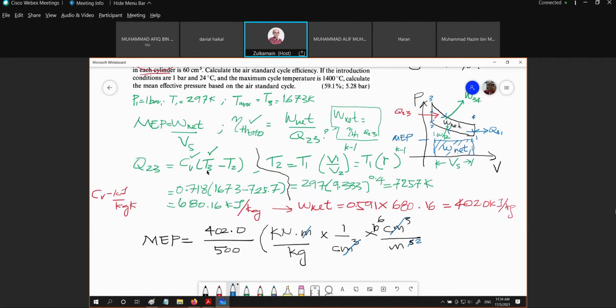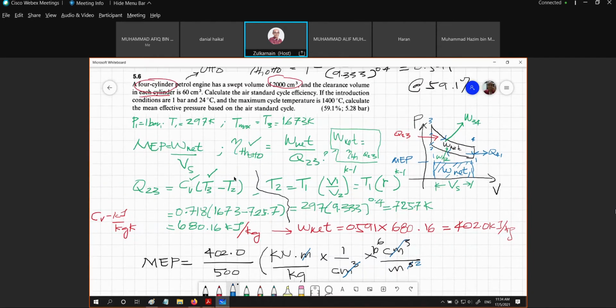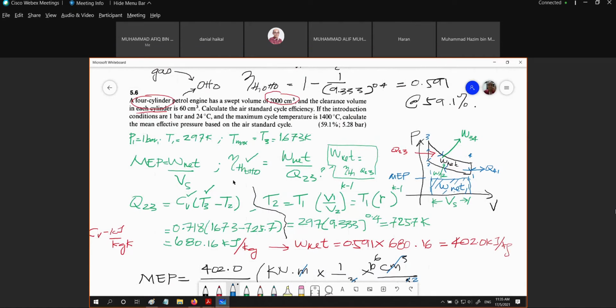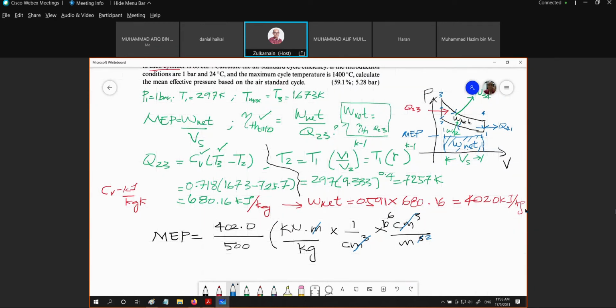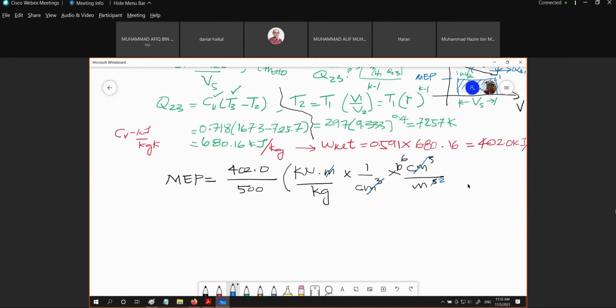I think this Q23 is CV times T3 minus T2. You see right here, we need to get the M value, because this is in kilojoule per kilogram. So how do we get the M value, guys? Basically, the M value comes from M equals PV divided by RT.